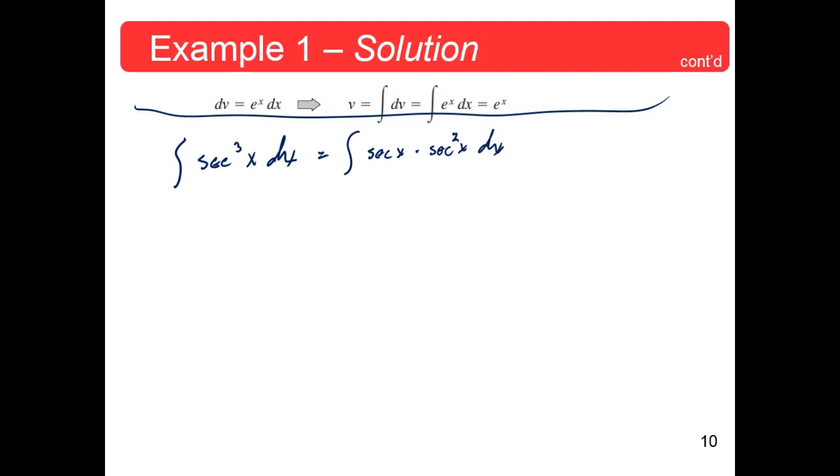Now, the problem is, when you take the derivative of secant x, it actually gets a little more complicated. But let's try it. Okay? So let's let u equal secant x and dv equal secant squared x dx. Now, the only reason I'm doing this, I know what the integral of secant squared x dx is. That's tangent x. So v is equal to tangent x. I'm hoping that's going to help us.